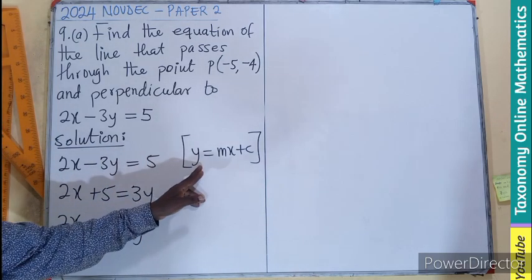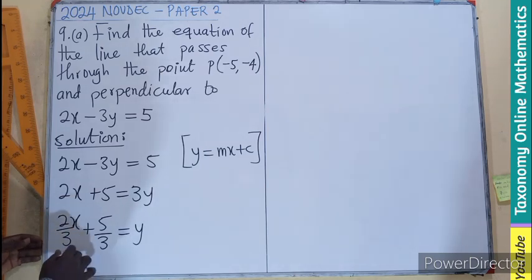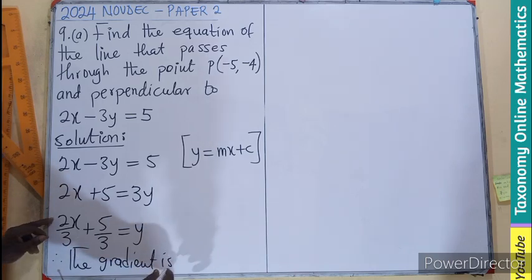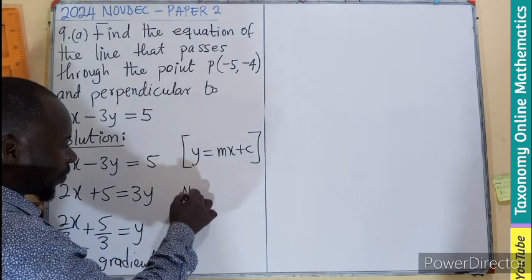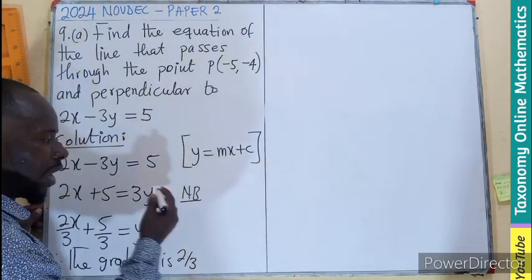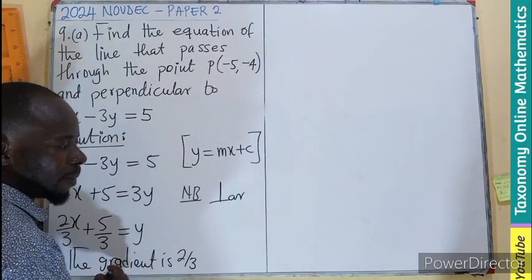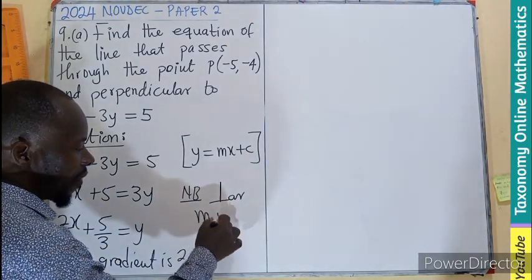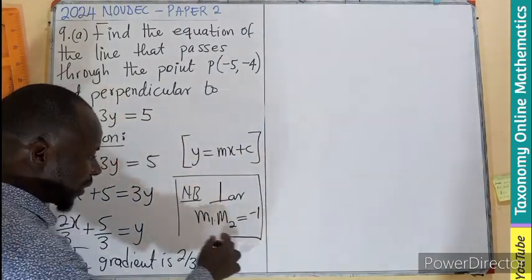So we can see that y equals mx plus c. Therefore, the gradient is going to be the number in front of x, which is 2 on 3. But we also have to note that if I have two lines that are perpendicular to each other, the gradient of the first one times the gradient of the second one will give me -1. This is also information we need to pick.